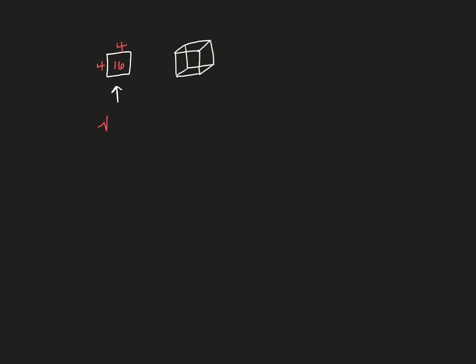The square root of 16 would be 4. Because the root of this square, if I were to make a square out of 16, and I were to be given the area, that means that the side length would have to be 4 on all 4 sides. So the square root, this symbol, means the square root of 16 would be equal to 4.